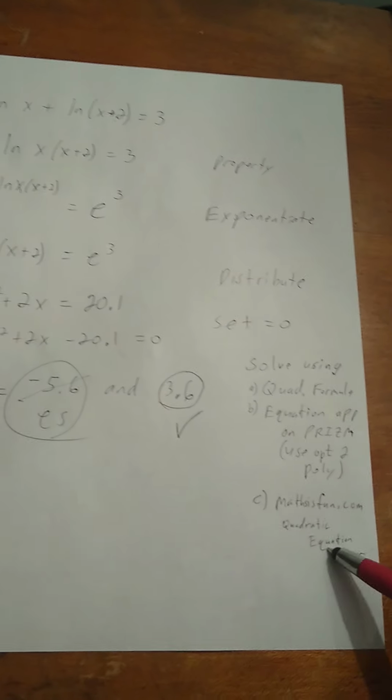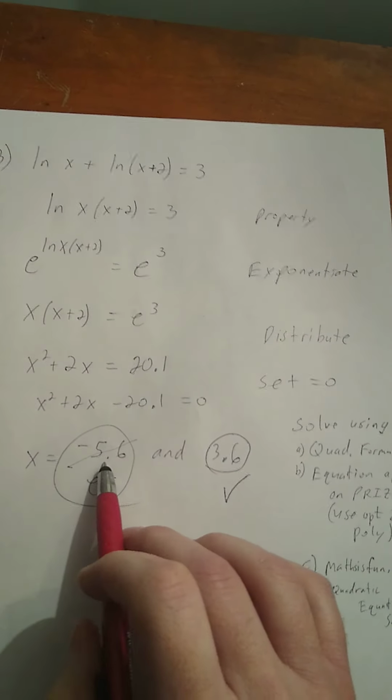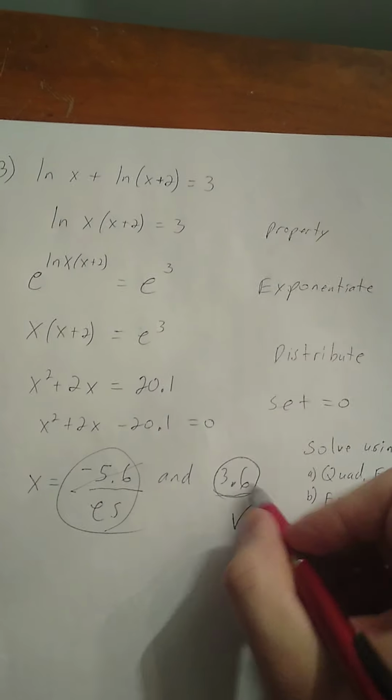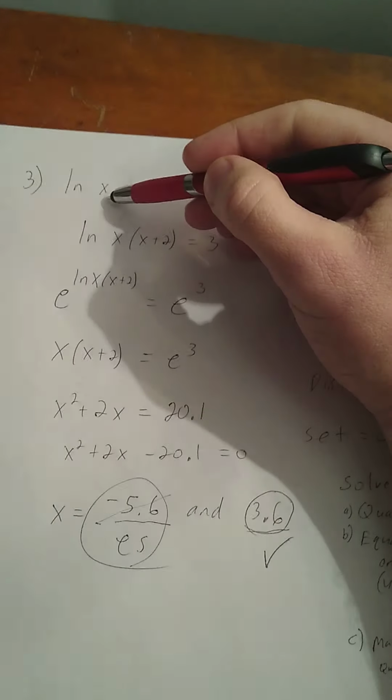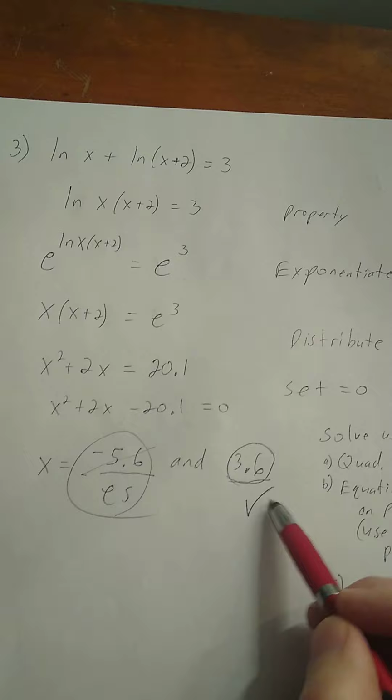If you just Google that, it'll bring it to you. And when you solve, you would get negative 5.6 and 3.6. But again, negative 5.6, if I plug that in for x, I'm taking the log of a negative. So this is extraneous. This one works.